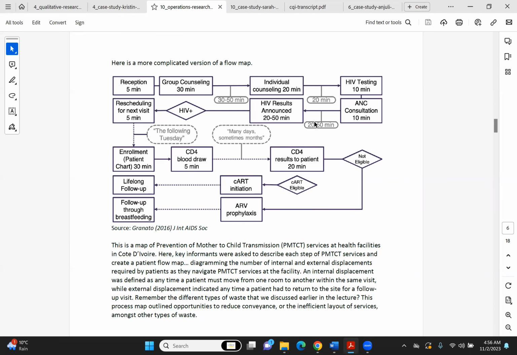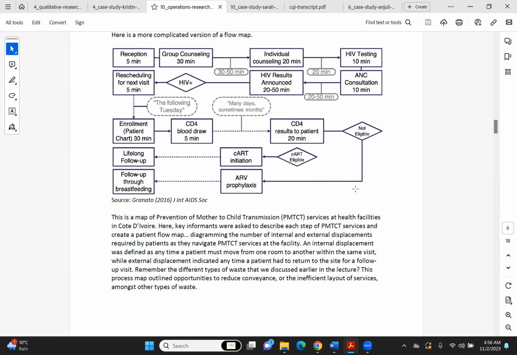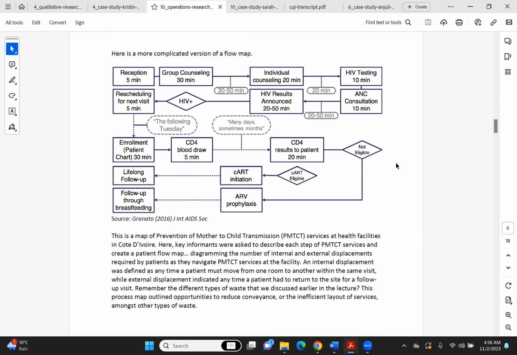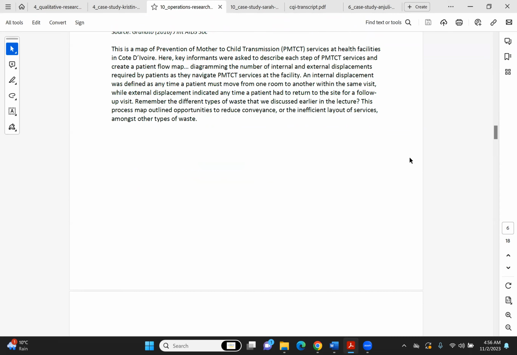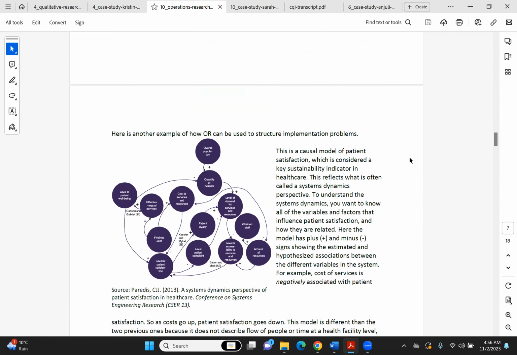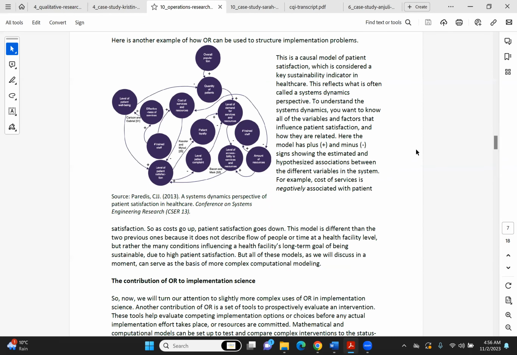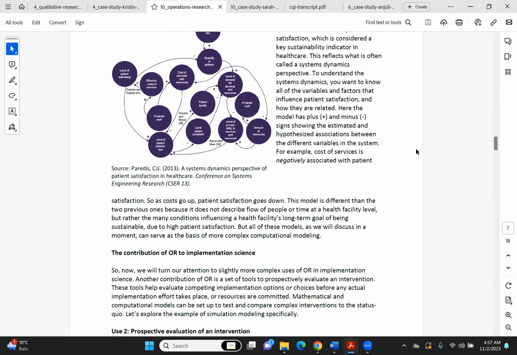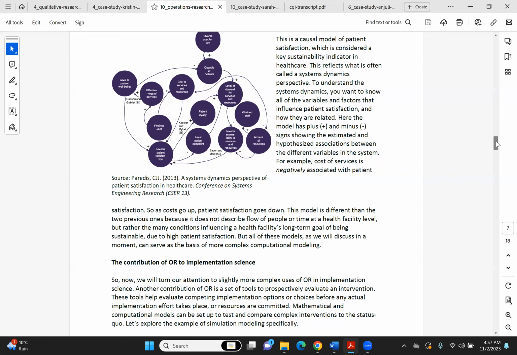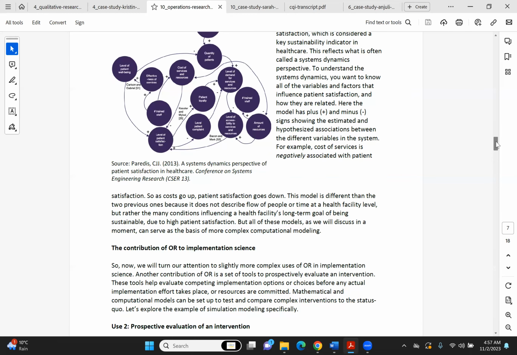If you see in the ART clinic, we already have flow charts, and if we use those to identify these problems or these wastes of time or maybe resources, we can easily identify the problems using those flow charts. And sometimes, based on how we are trying to use it, it becomes more complicated, based on what problem you are trying to address.